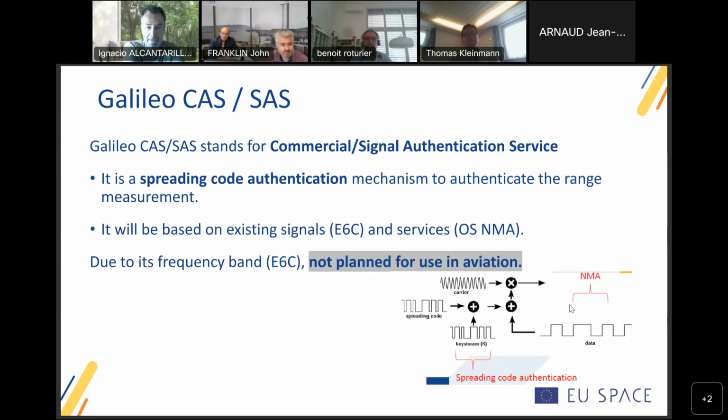I wanted to pass on the message that we can not only encrypt or authenticate the data, as we are going to do, and we are going to do it for aviation, but the signal can also be encrypted.